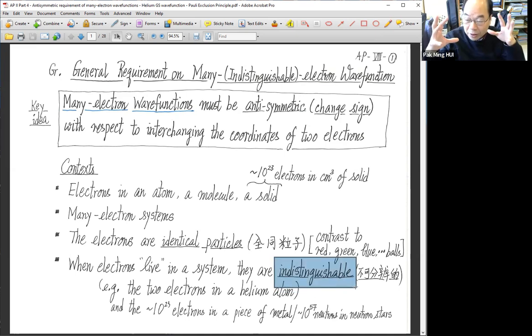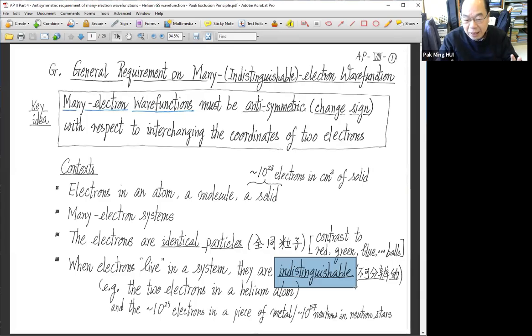When electrons live close to each other, microscopically, each electron is like a wave packet. If their wave functions overlap in the same region that they live in, then they become indistinguishable. Meaning, we cannot label each electron by, say, this is the green electron, that is the red electron, and we can trace their trajectory.